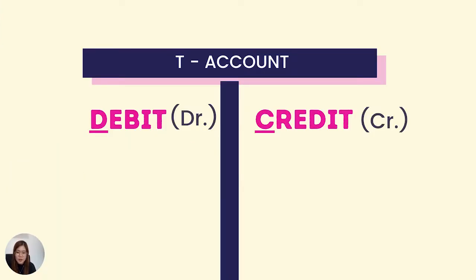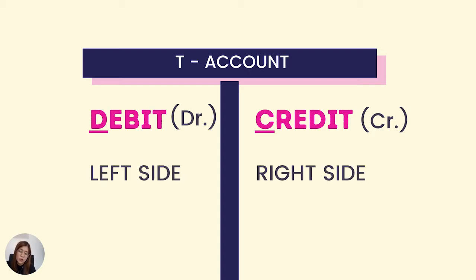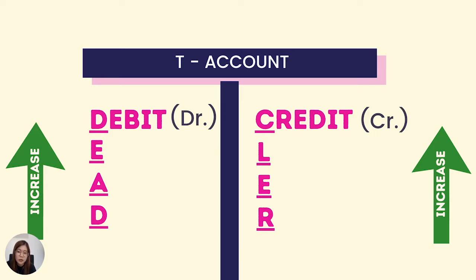So last time we've discussed the debit and credit. So debit is on the left side and credit naman is on the right side. We've also learned the normal balances of account. So let's have a recap kasi ito yung gagamitin natin later to journalize transactions. Again, just remember the term D.E.A.D for the accounts with normal balances of debit, or in other words, accounts that increase when we debit. And term na C.L.E.R for accounts with normal balances of credit, or in other words, accounts that increase when we credit.